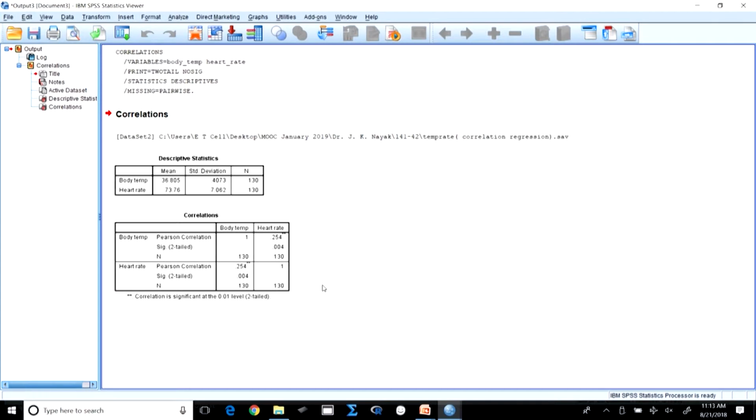Body temperature with body temperature the correlation will always be 1, because it is the same thing, and between body temperature and heart rate the correlation is 0.254. But the important thing is that it is significant. Double star shows it is significant at the 0.01 level. You can see here 0.004, which is much less than 0.01. So, the null hypothesis is rejected. What is the null hypothesis?